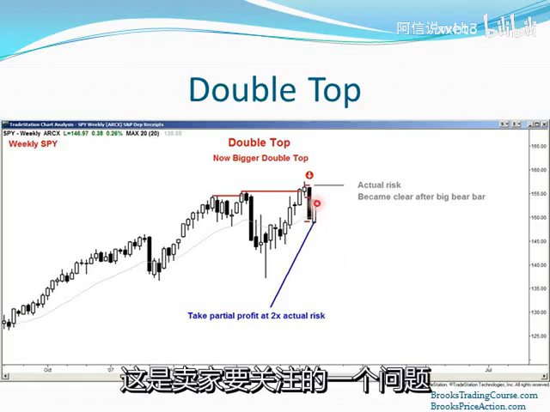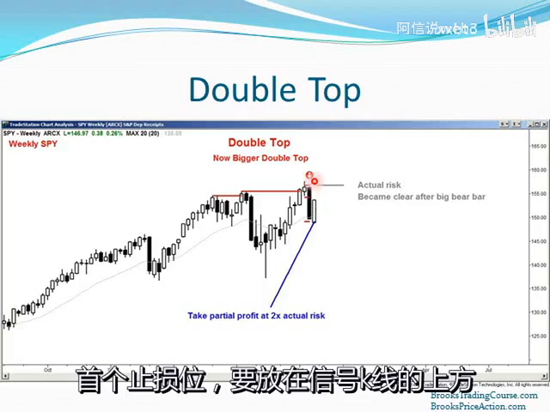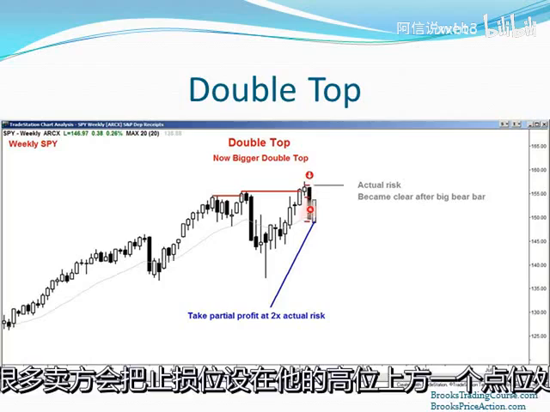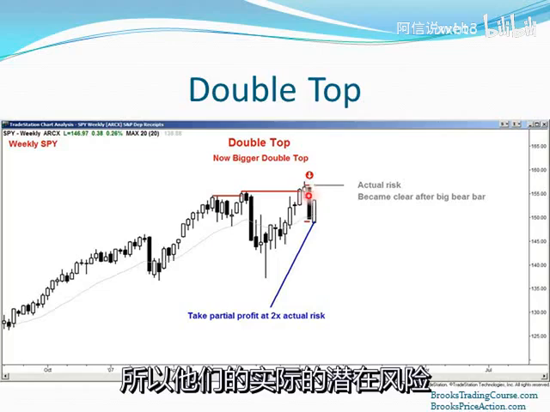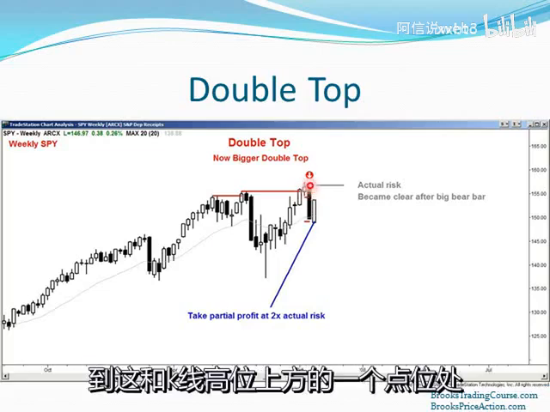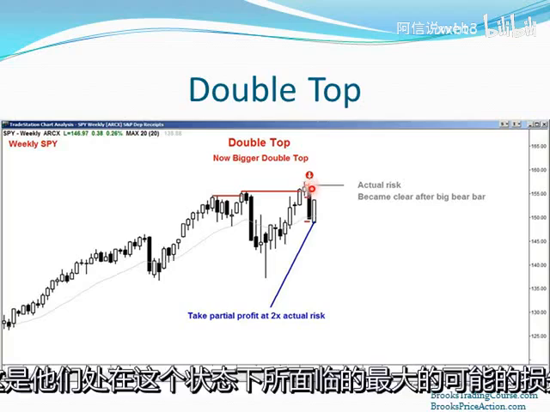This is a problem for the bears, right? Their initial stop was above the high of the signal bar. After this strong bear bar, most bears would put their stop 1 tick above its high. So their actual risk was from their entry 1 tick below the signal bar, and it was 1 tick above the high. That's all they had to risk to stay in the position.